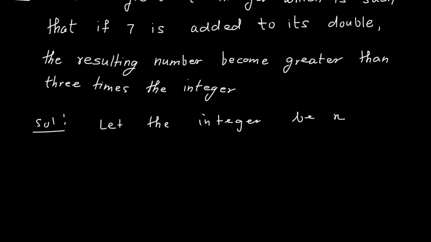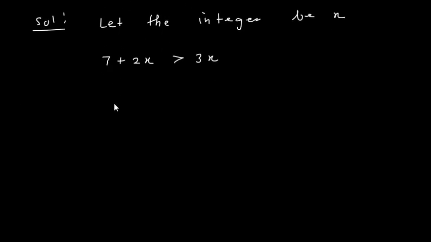Now what is given? If 7 is added to double, means 7 + 2x, then this resulting number becomes greater than 3 times the integer. So it is greater than 3x. Now we have to solve this. So here this 2x I will move on right. So I will say that 7 > 3x − 2x. That is 7 > x. So x < 7.